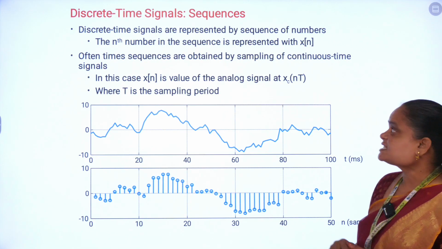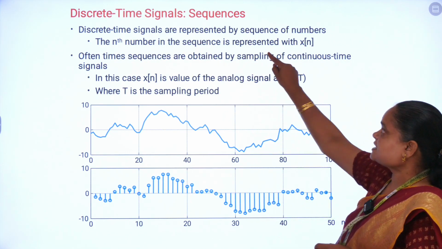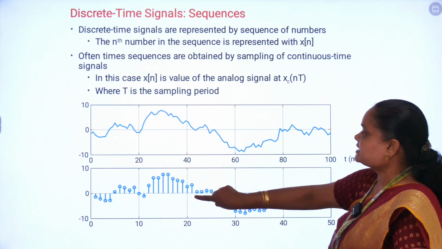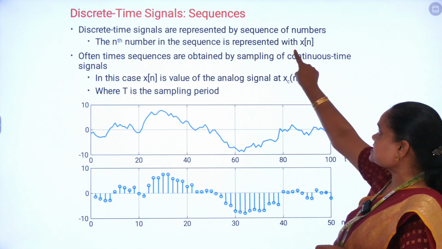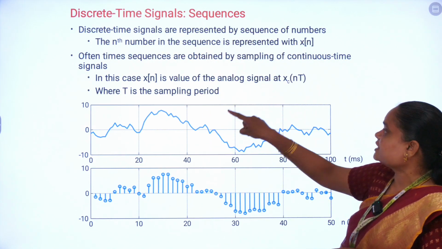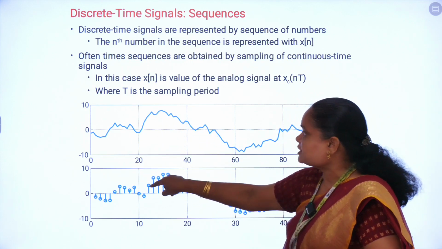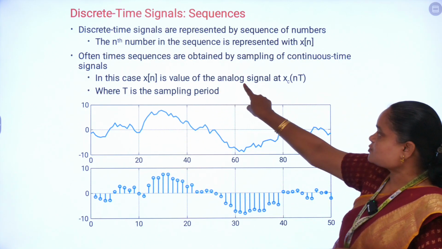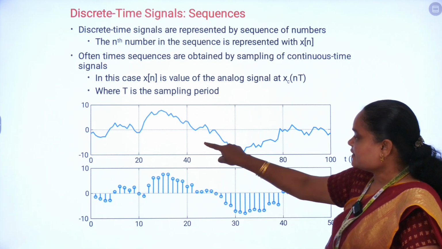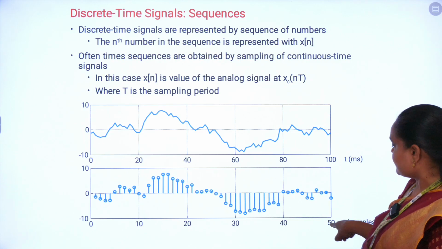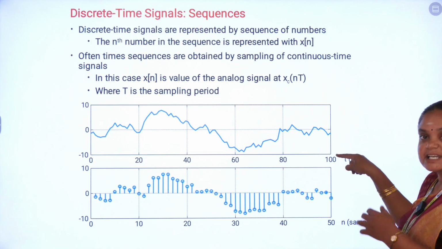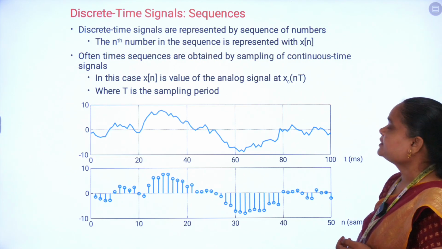X, Y. So, discrete time signal sequences. Discrete time signals are represented by a sequence of numbers. This is an analog signal. It is represented in a discrete form. The nth number in the sequence is represented with x of n. Often, time sequences are obtained by sampling of continuous time signals. In this case, x of n is the value of the analog signal at nT, where T is the sampling period. The continuous signal is converted into discrete form with n samples, and then the x-axis is represented in T. T means continuous time, it represents time.